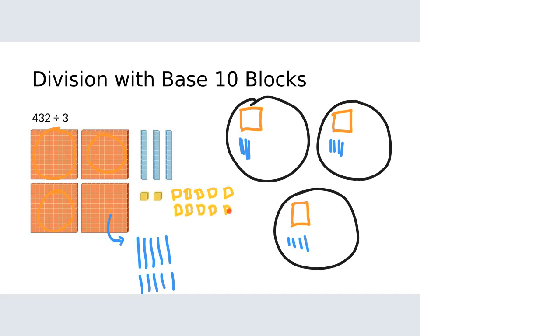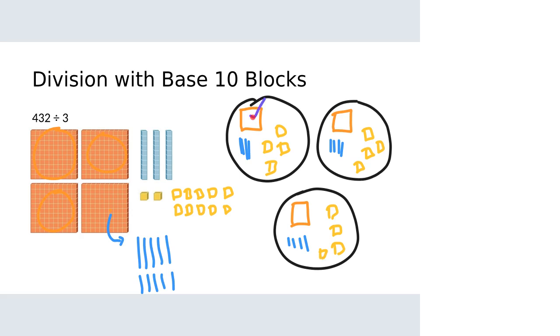And then I can start putting my cubes in. 1, 2, 3, 4, 5, 6, 7, 8, 9. Better figure out how many I had. I had 12. 10, 11, 12. And now I can look at my piles and see, well, what's in each pile?